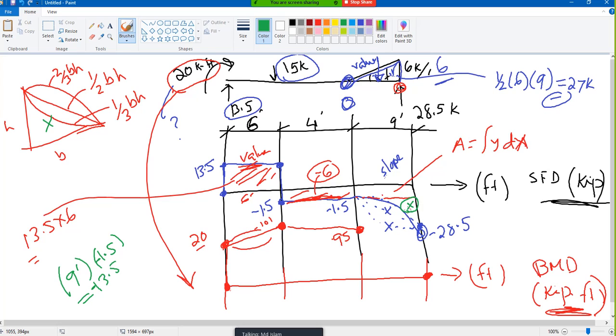What about the other portion? The other portion will be 1/3 base times height. What is the height? Height means here to here. That means 27. Here to here is 1.5, then 27 minus 27... I got 9.33. I got 80.9. Then sum 13.5 and 80.9. I got 94.4.